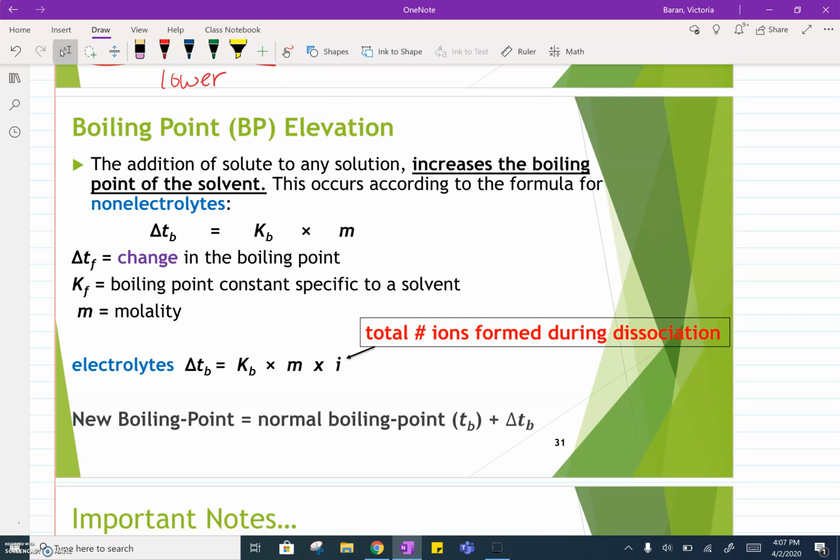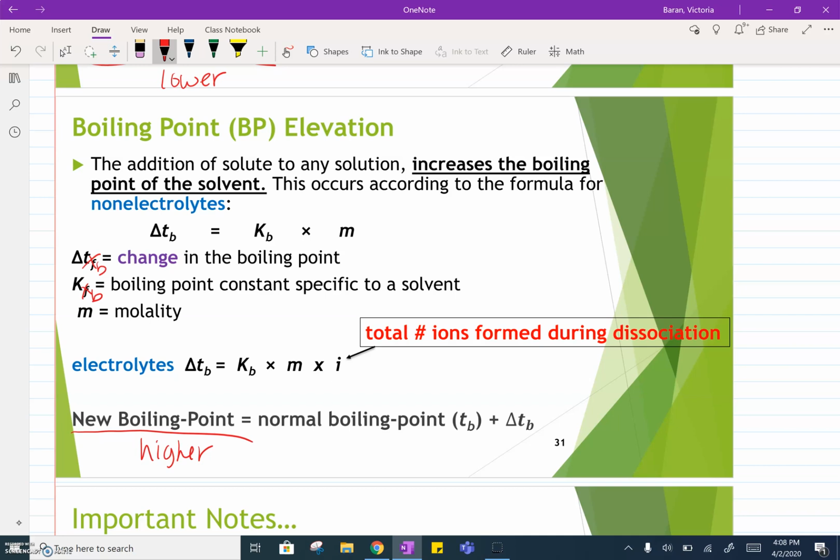For boiling point, the opposite is true. For the new boiling point, it's going to be higher than the normal boiling point. And you, again, just add this value and it will be positive. And pretty much the same thing. The only difference is instead of K of F, you have K of B. There is a typo right here. These should be B's because we're talking about boiling point.